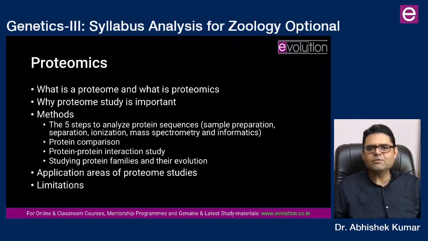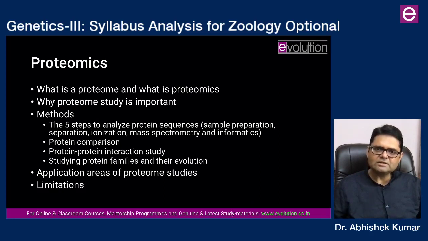Proteomics is the protein equivalent of genomics. So when we talk about a cell, all the proteins expressed in a particular cell are called the cellular proteome. So when we study proteins of a given cell, given tissue, or a given organism, this branch of science is known as proteomics. Proteomics is basically the study of gene products.